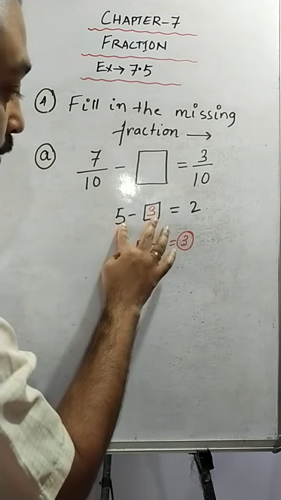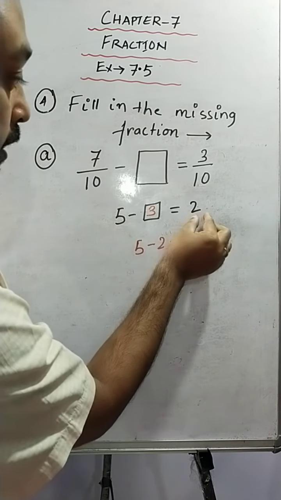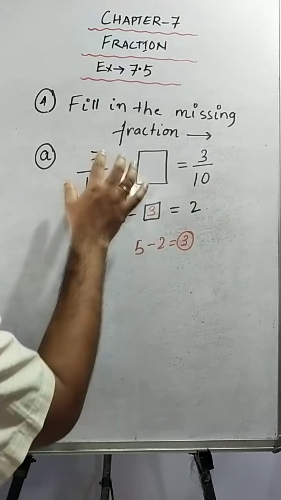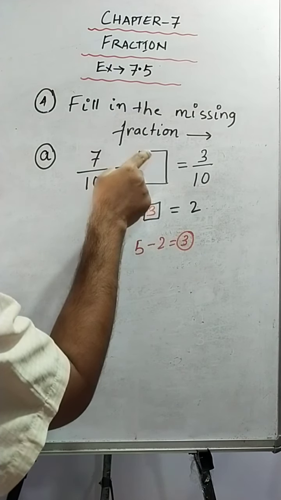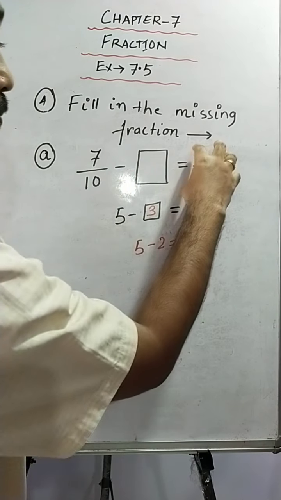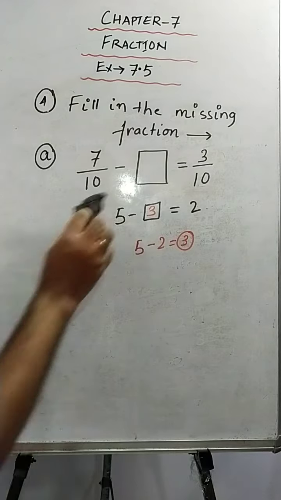So this is how we are getting this 3. That is 5 minus 3 is 2. And to get this number, we are subtracting 2 from 5. Same thing we'll do with this fraction. To know this missing fraction, we have to subtract this 3 by 10 from 7 by 10. Okay, so let's do it.